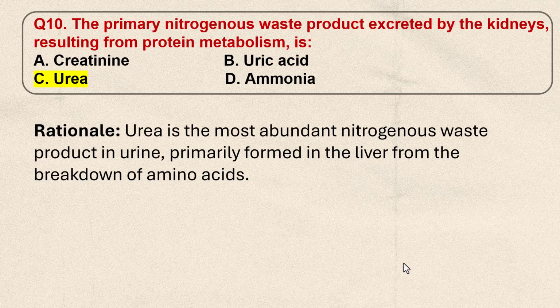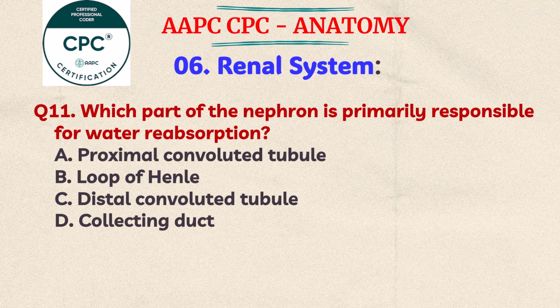Urea. Urea is the most abundant nitrogenous waste product in the urine, primarily formed in the liver from the breakdown of amino acids. Question number 11.